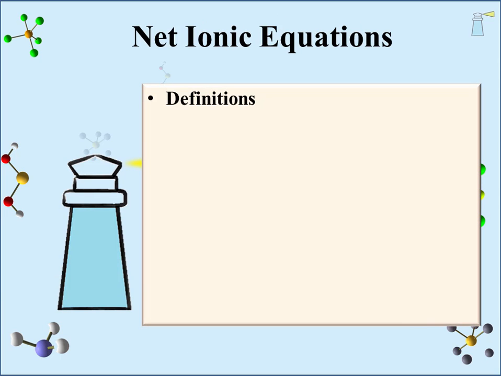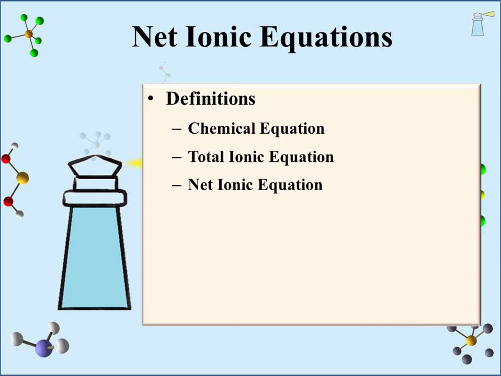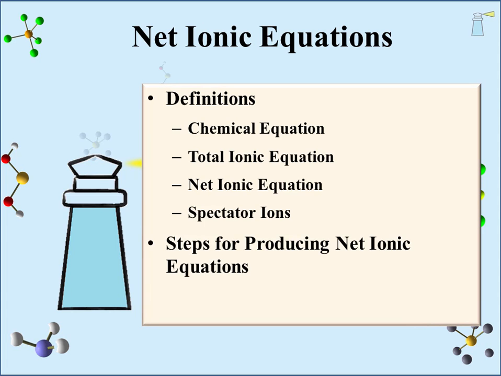The lecture begins with some definitions, including chemical equation, total ionic equation, net ionic equation, and spectator ions. Then it is on to the steps for producing net ionic equations, with 3 example problems that highlight some of the issues that come up with net ionic equations.